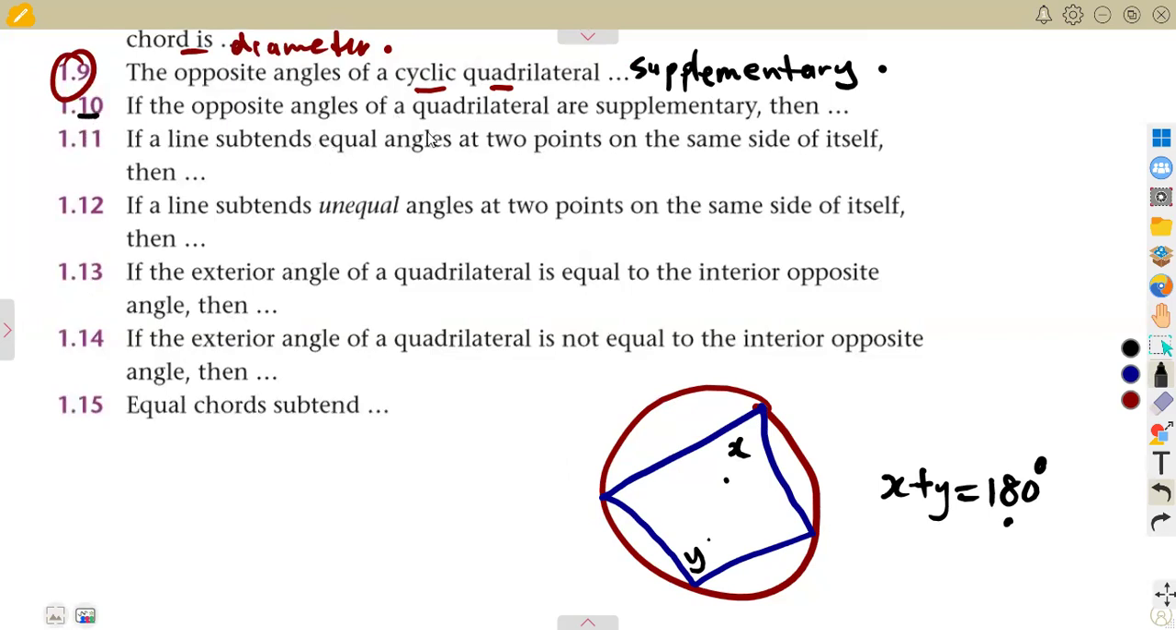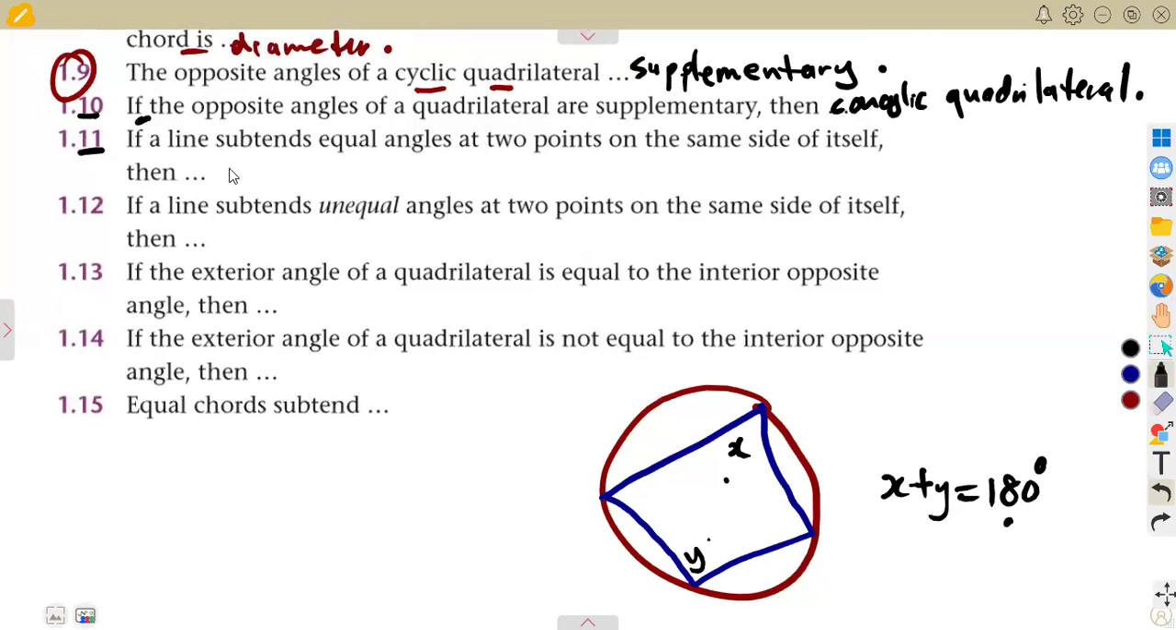1.10, if the opposite angles of a quadrilateral are supplementary, then this is like the case we have here. It was a cyclic one. So what are we simply talking about then? It's going to be a concyclic quadrilateral. So that one, you refer to as a concyclic quadrilateral.